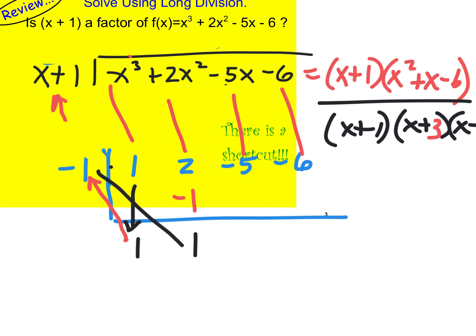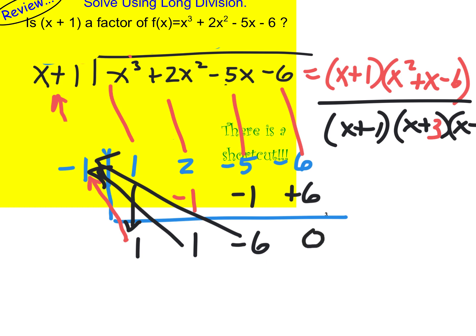This times that. Negative 1 again. Add them straight down again. Negative 6. This times that. What's negative 6 times negative 1? Positive 6. Add them straight down. Ooh, there's a 0. I ended with a 0. Does that sound familiar? Didn't we end up getting a 0 at the very end when we were doing the long division? So now we block this off, and that's called the remainder.